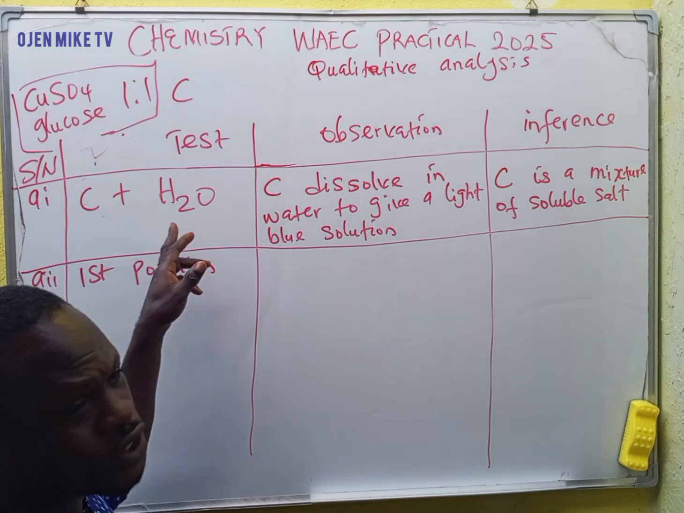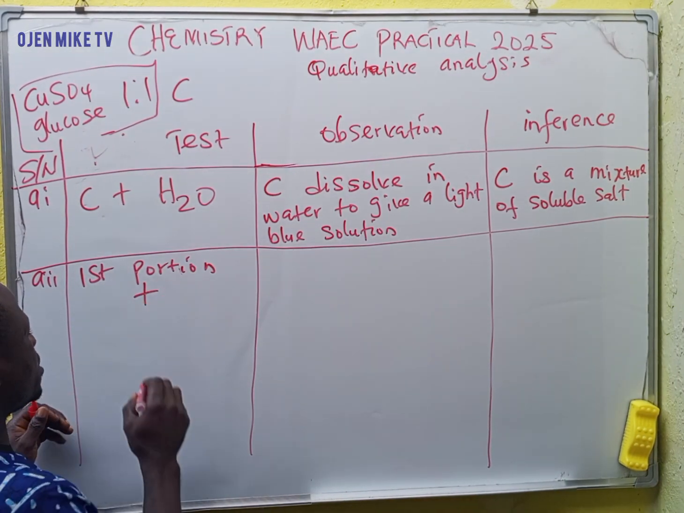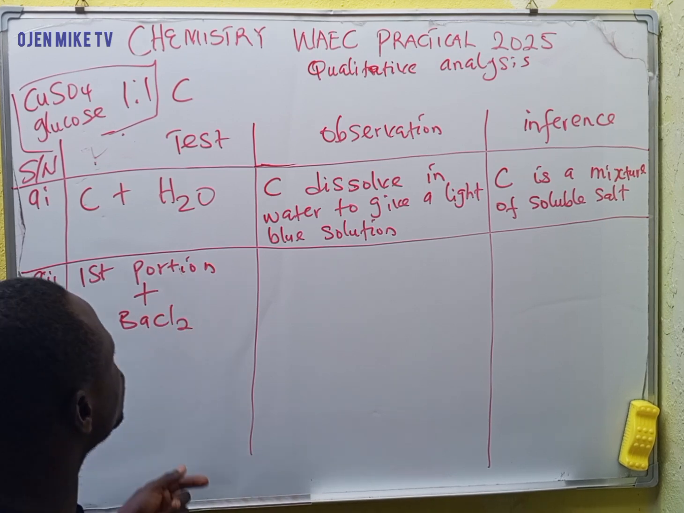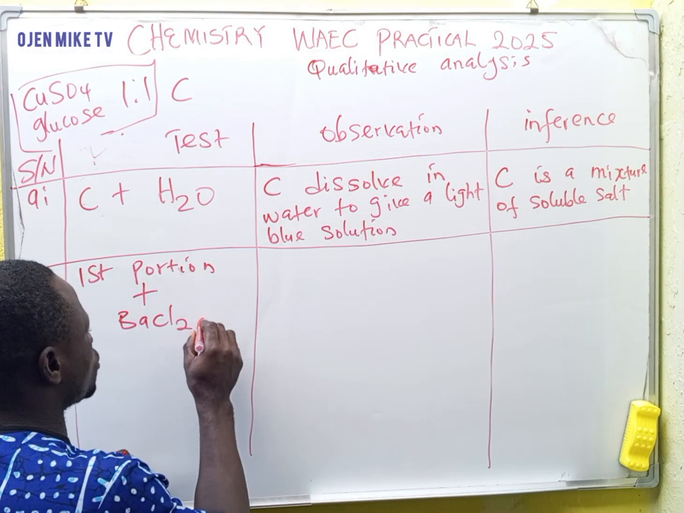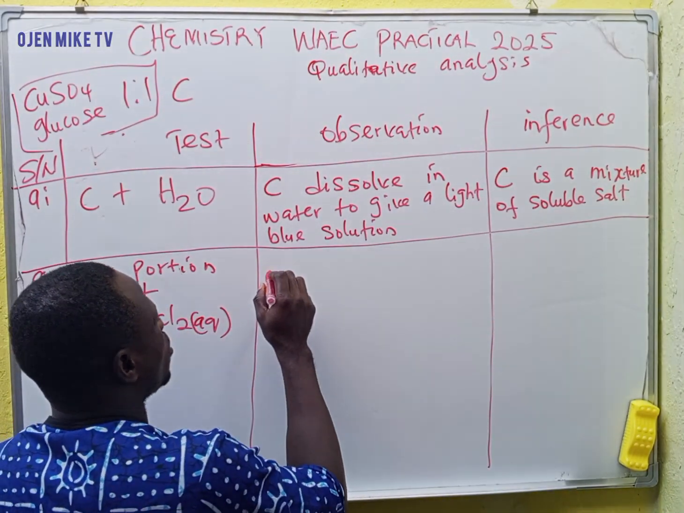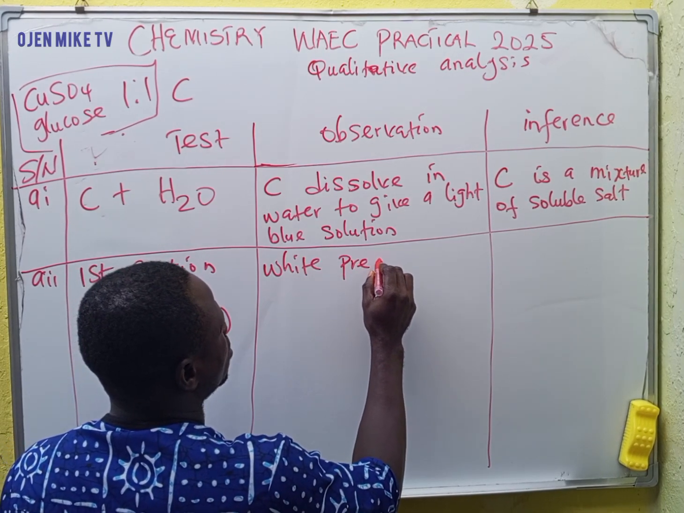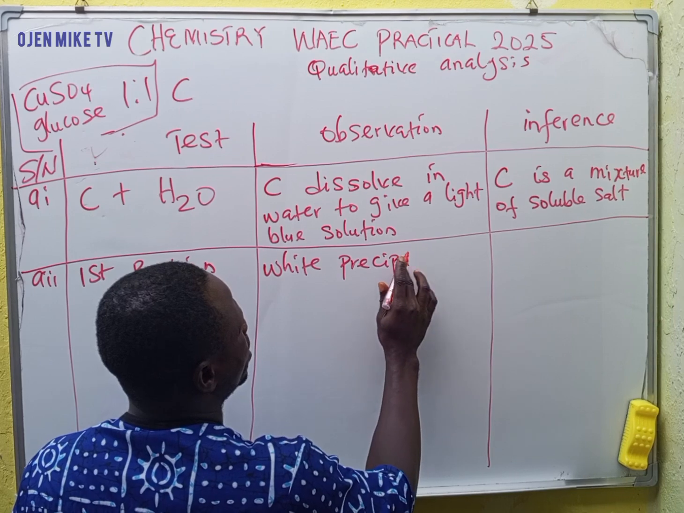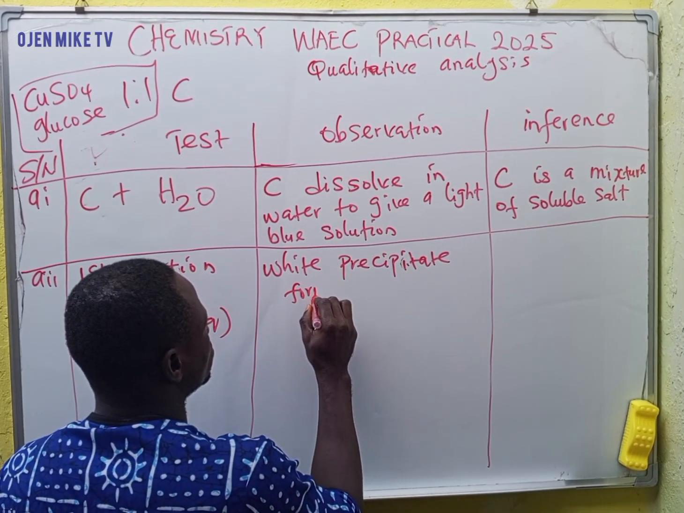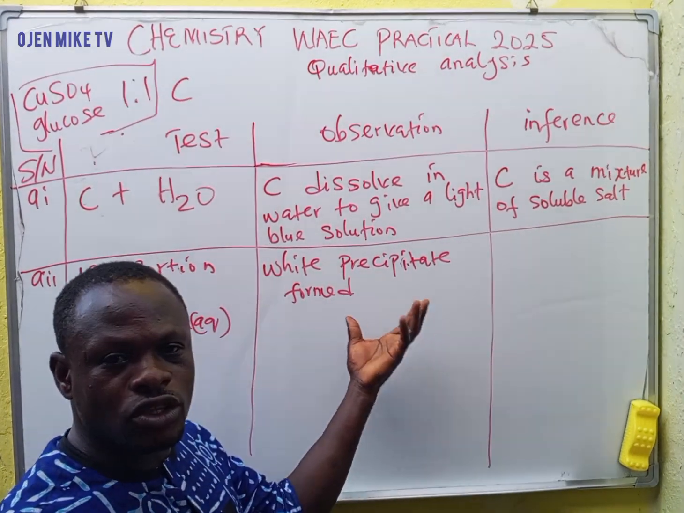First portion of this solution plus what? We are going to look at barium chloride first. That is aqueous barium chloride. What you are going to observe is a white precipitate formed, or you can say white precipitate observed.